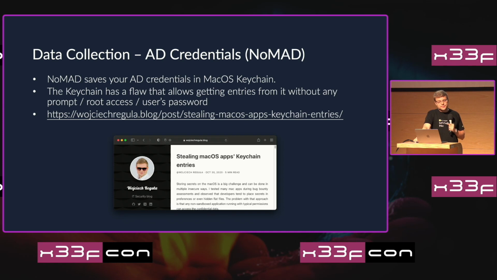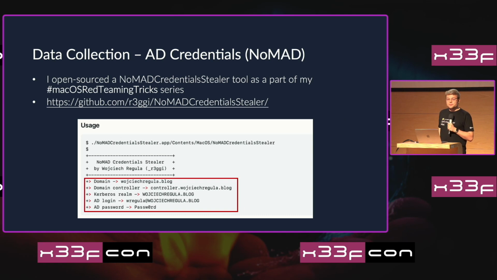However, the Keychain has a flaw, and Apple knows about it, that allows getting entries from it without any additional prompt, root access, or user's password. And I've even documented it on my blog. If you're interested in this topic, feel free to visit the Stealing macOS Apps Keychain Entries post. And especially for my new macOS Red Teaming series, I've created a Nomad credential stealer tool that is, again, open source and free to use, which will use this tricky keychain flow to take the keychain entries.